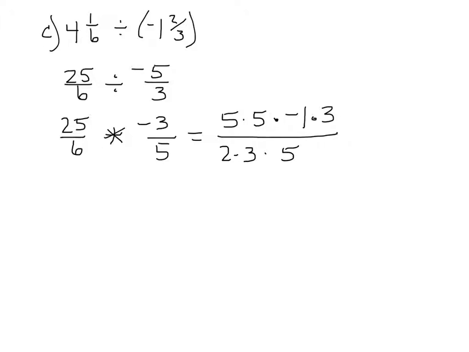Okay, what can I cancel? I can cancel 5's. I can only cancel when it's multiplication. So 5 over 5 is 1. 3 divided by 3 is 1. And here we go. On the top, I have a 5 times a negative 1, which is negative 5. And on the bottom, I just have a 2. And there you go, negative 5 halves. Or, if you like it to be mixed, it would be negative 2.5. Either answer is fine.